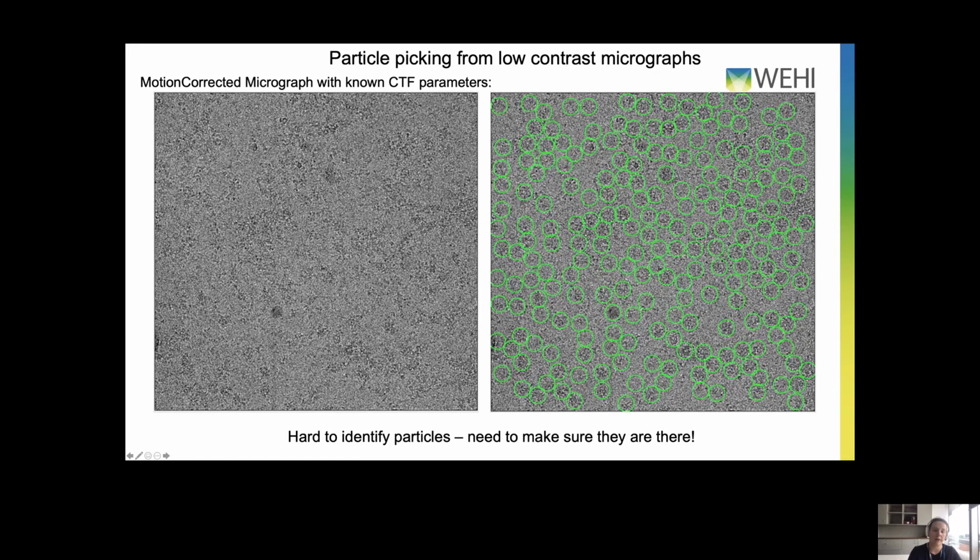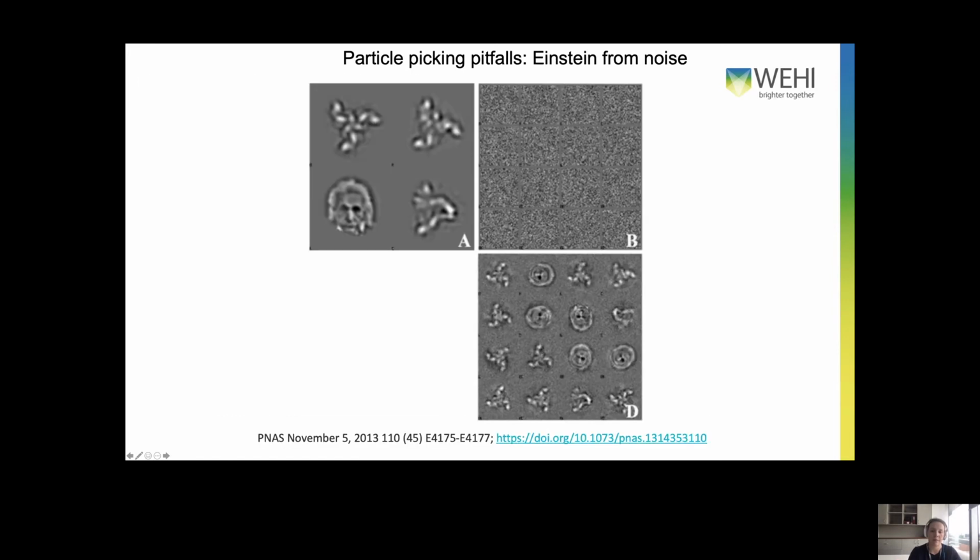The particles are hard to identify and you need to make sure that they're there. So for template-based picking, even though it's probably one of the most common ways to pick particles from micrographs, one needs to be very careful. For example, a while ago, there was a paper where they claimed that they identified a new conformation of the HIV Gag protein.